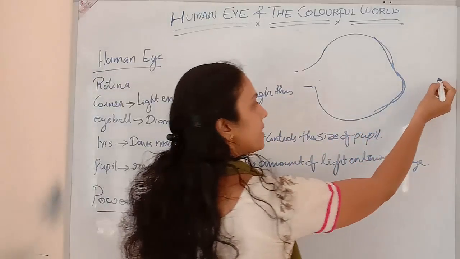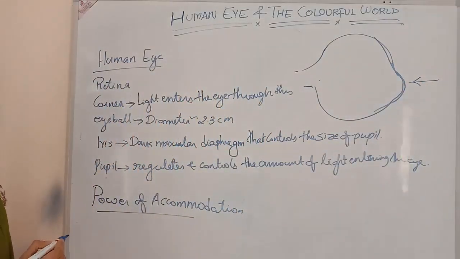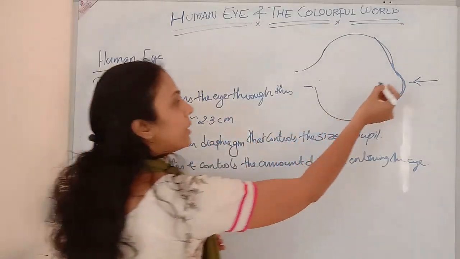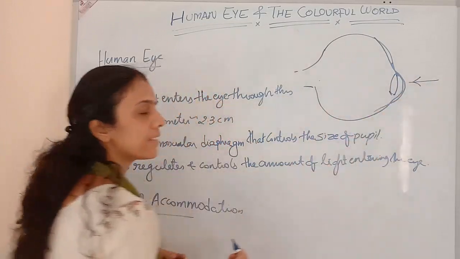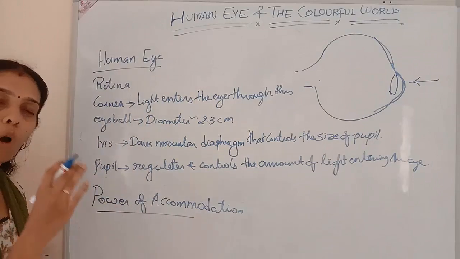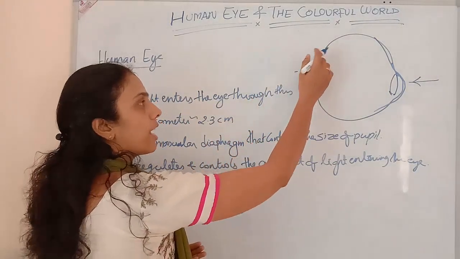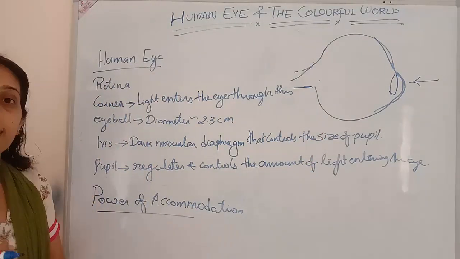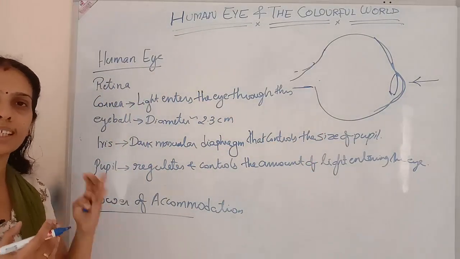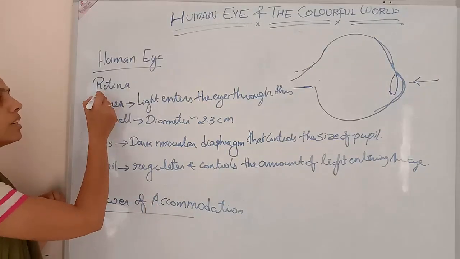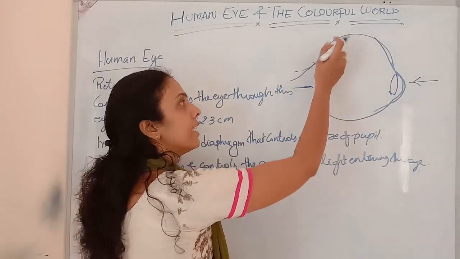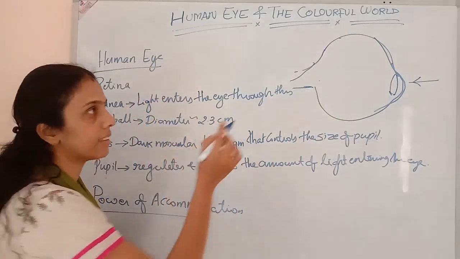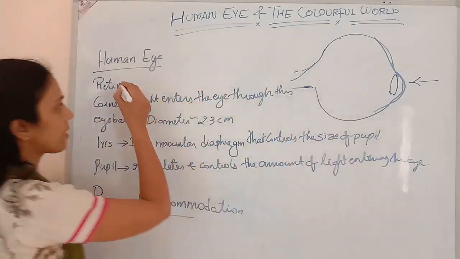When light is incident on this cornea, what will happen? When light is entering at the outer part, there is a crystalline lens. That lens will form an image, and that image will fall on the retina. When it falls on the retina, we can see the image. That is how we observe the image through our eye. The first one is retina. The light sensitive screen on the back side of the eye is called a retina.